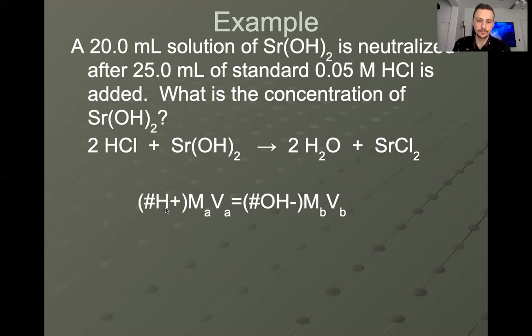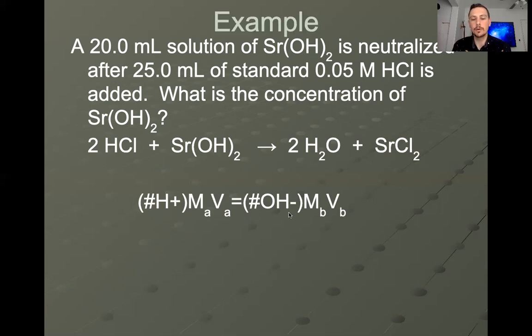So the number of hydrogens in our acid, we would look at our acid here. Hydrochloric acid has 1 acidic hydrogen because we have 1 hydrogen up front, so we could have a 1 in that spot. The molarity of our acid, they tell us it is a 0.05 molar hydrochloric acid solution. That would be our molarity. The volume, they tell us we have 25 milliliters of this acid solution, so that would go here. So we have all 3 components of the left-hand side of this equation.